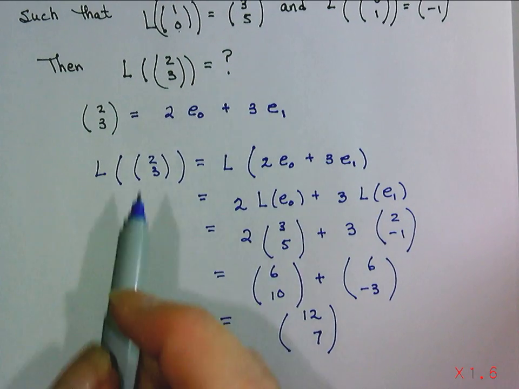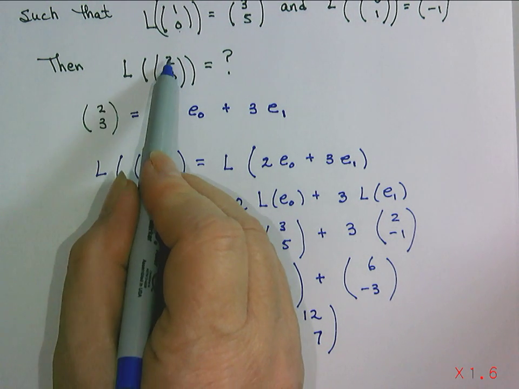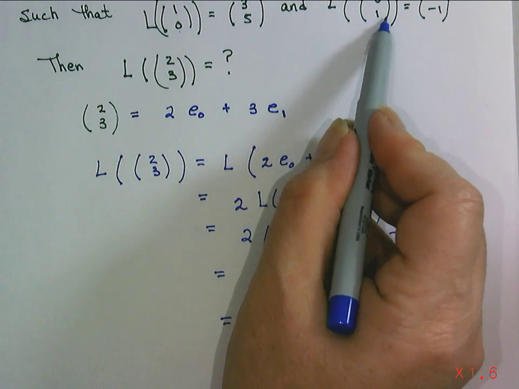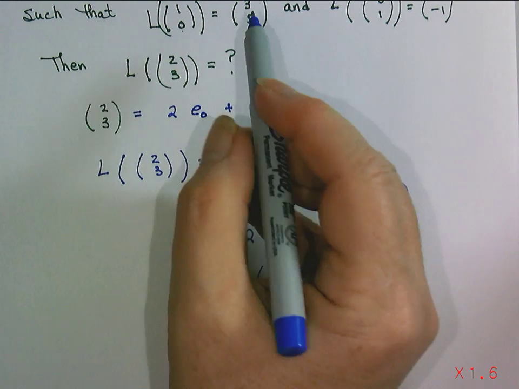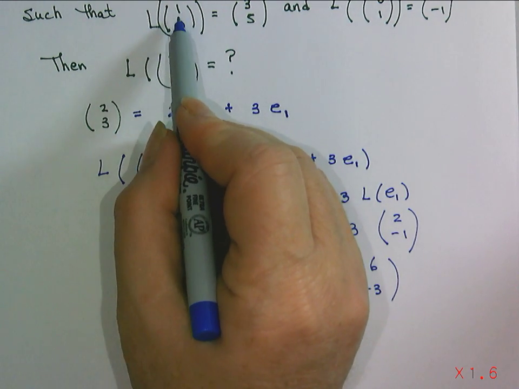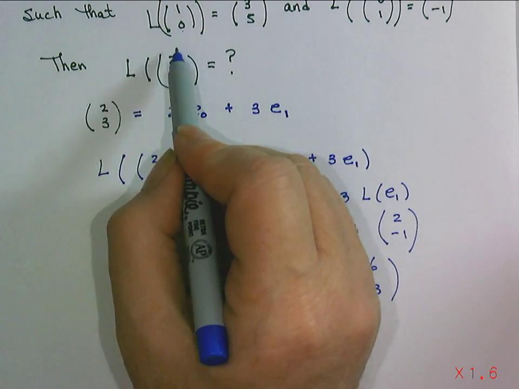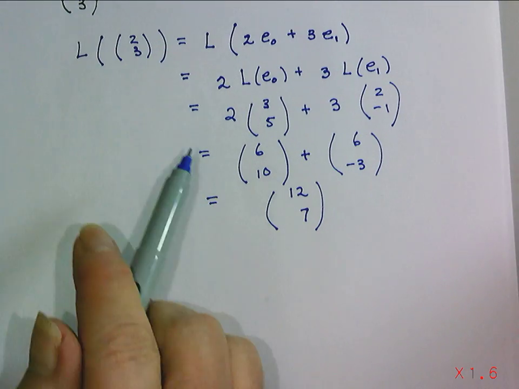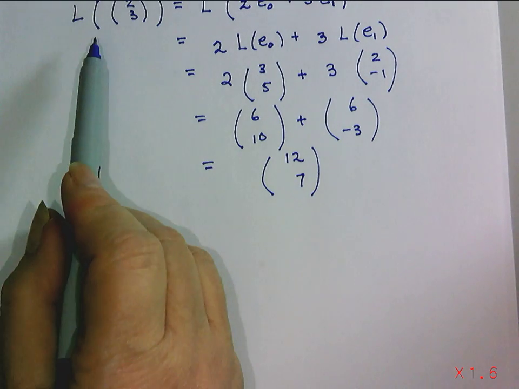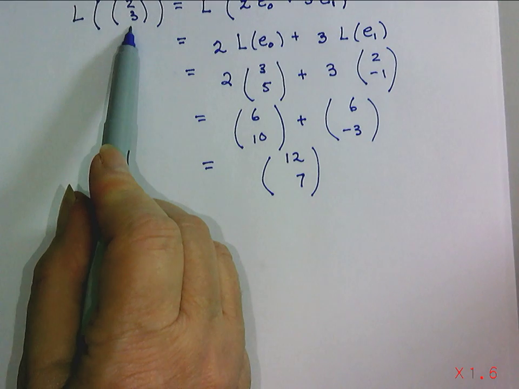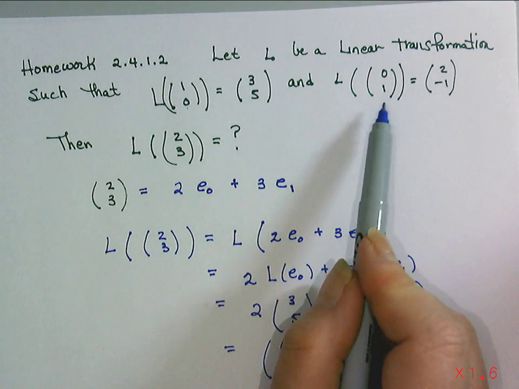So the idea is, if I want to evaluate this linear transformation at a particular vector, and I know some values, if I can write this vector as a linear combination of the vectors I know how to evaluate this linear transformation at, then I can use the fact that it's a linear transformation to determine or evaluate the linear transformation at any point that can be written as a linear combination of the vectors that I know.